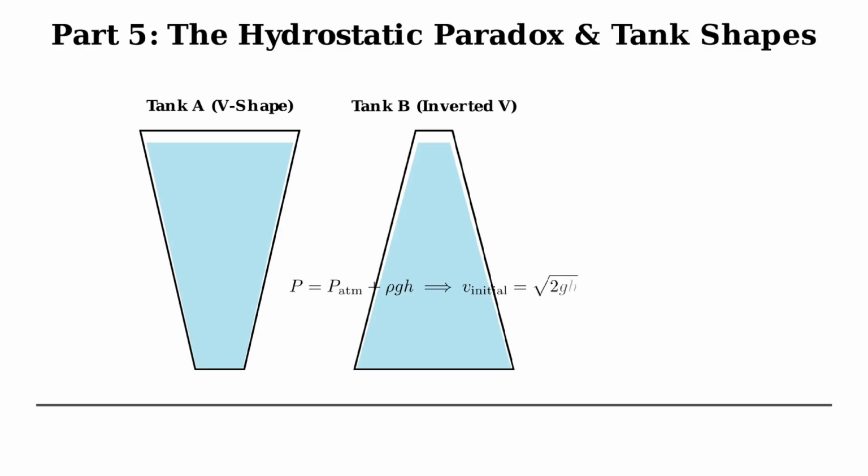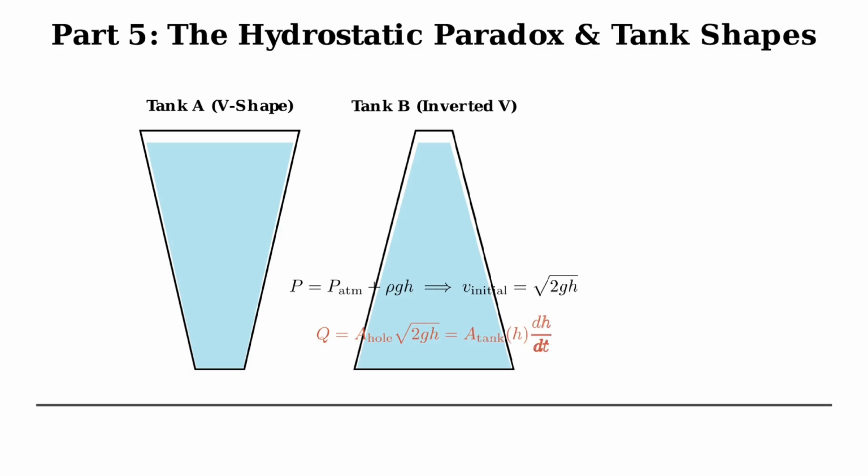First, let's look at the instant we open both drain holes at time 0. According to fluid mechanics, the pressure at the bottom depends exclusively on water depth h, not on the total volume or shape of the container. This classic principle is known as the hydrostatic paradox. Because both tanks start with identical initial water depths h, their bottom pressures are identical. By Torricelli's law, their initial exit velocities v and initial flow rates q are exactly equal.